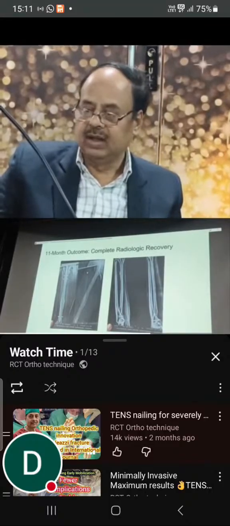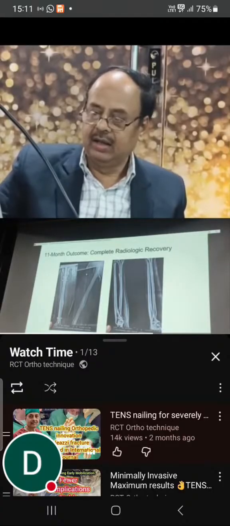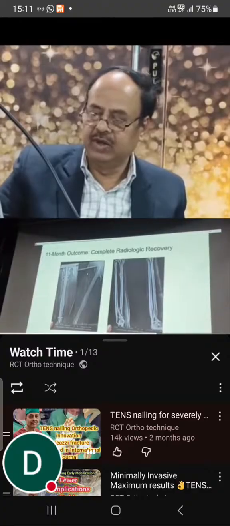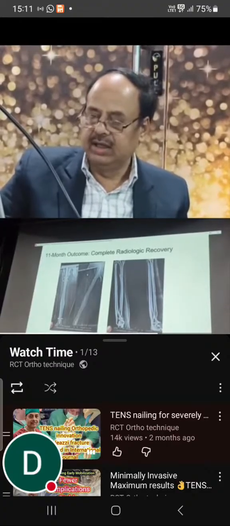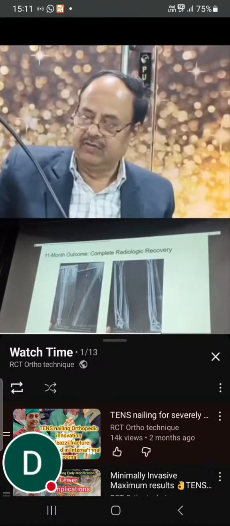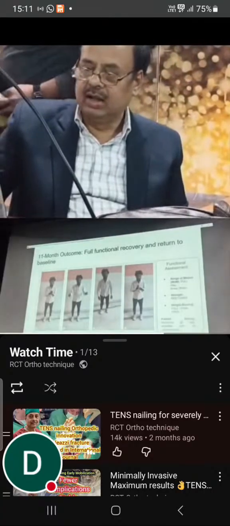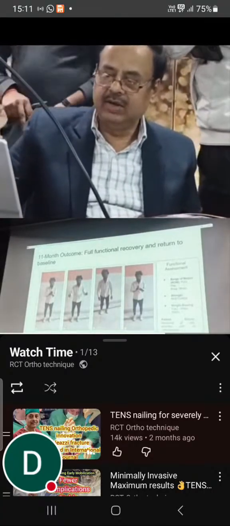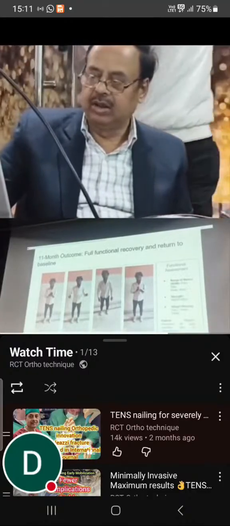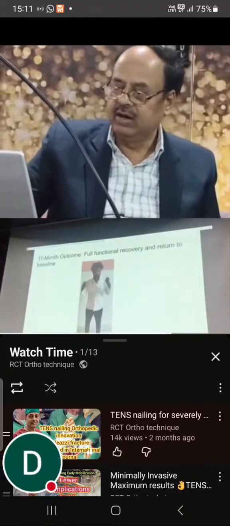And this is 11 months. You can see, after waiting 11 months, the union is complete in both fractures. The secondary callus has been formed. It was not a hypertrophic non-union. Secondary union was taking place, although it was a delayed union. But this is the functional result. You can see that supination, pronation, and wrist movements, flexion and extension, are all present.